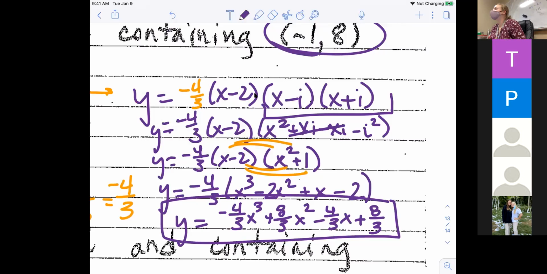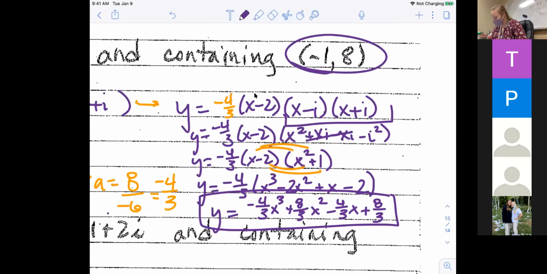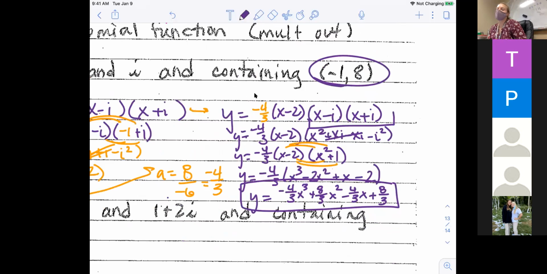Any questions? Okay, we're gonna do a very similar idea for the next one, but I don't wanna multiply it out at the end, so we're not going to. Just for sake of time, I'm trying to get to as many problems as possible. And we're in here until 2. Can I move on? Okay.